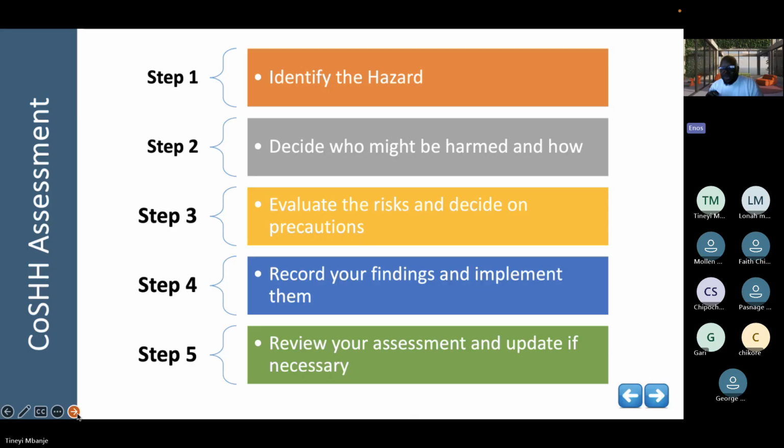Because you have not looked at what the hazard is. You probably know what the hazard is. But if I look at what's the COSHH hazard, it goes back to, record your findings, review. It's the same over and over.